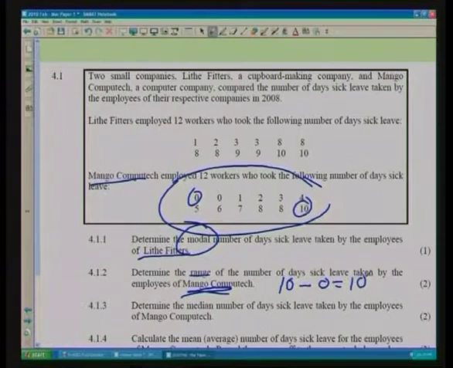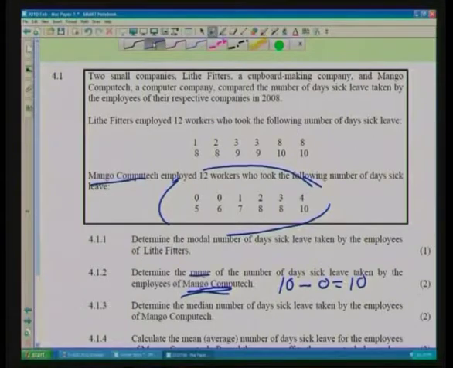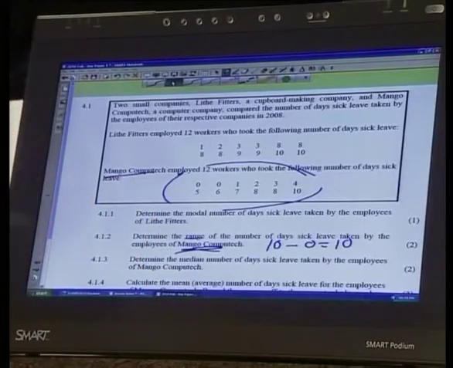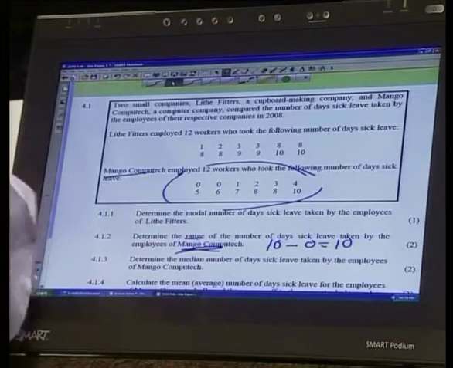Right. Determine the median number of days sick leave taken by the employees of Mango Company. Now again, folk, we are going to be dealing with this set of information right over here. Okay? So, to find the median, now I want you to listen carefully because this gets very frustrating when we set a question in matric and people know what median is, but what they fail to do is put the information or the data in order.